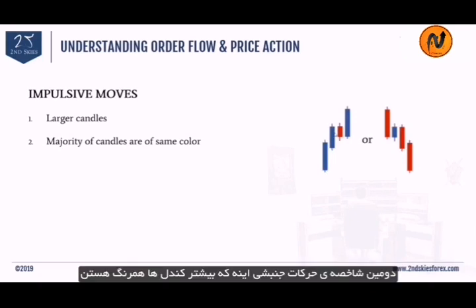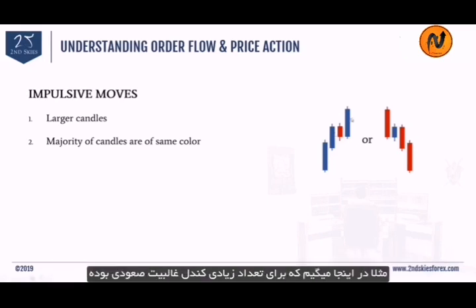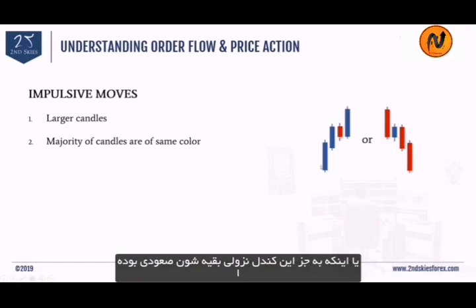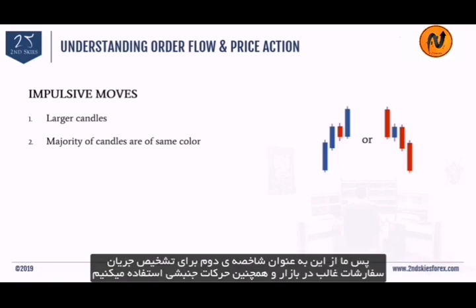The second characteristic of an impulsive move is that the majority of candles are of the same color. So they're either, for the most part, bullish or, for the most part, bearish. Now we're starting to integrate a sense of time into this beyond one candle, because we're saying, for lots of candles, this was all bullish, or other than this candle right here, it was bullish, bullish, bearish, and then bullish. The market being bullish for a long period of time indicates that buying pressure was present, not just over one candle, but several. So we're using this as a second characteristic to identify strong order flow and thus impulsive moves.